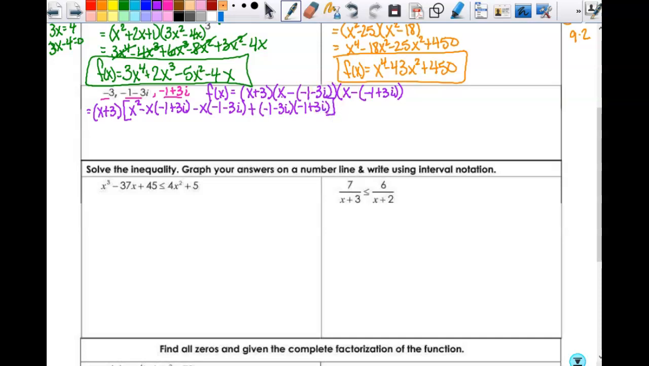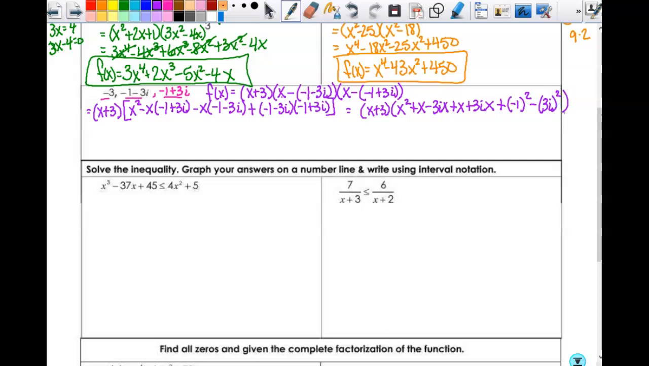So then I'll clean this up a little bit. This gives me, saw that x plus 3 out front, right? So then in here I have left x squared, and then I'm going to go ahead and distribute this. This is going to give me a positive x minus 3ix, and then this gives me a positive x plus 3ix, and then plus, now this is a difference of squares here. So I'm going to get negative 1 squared minus 3i squared.